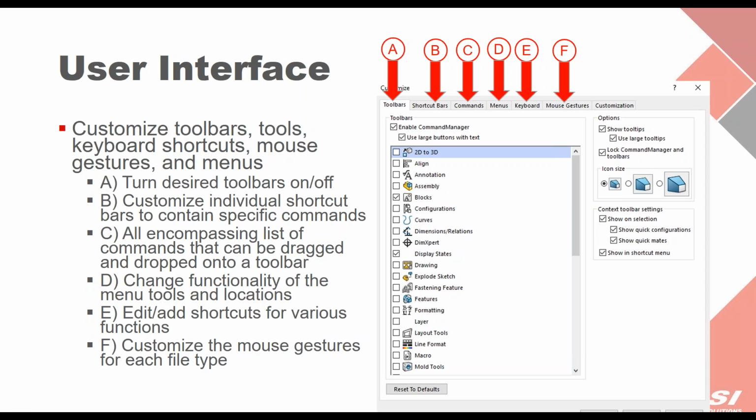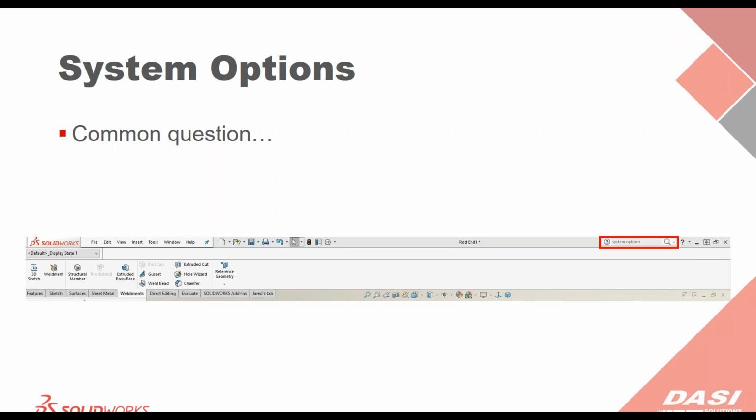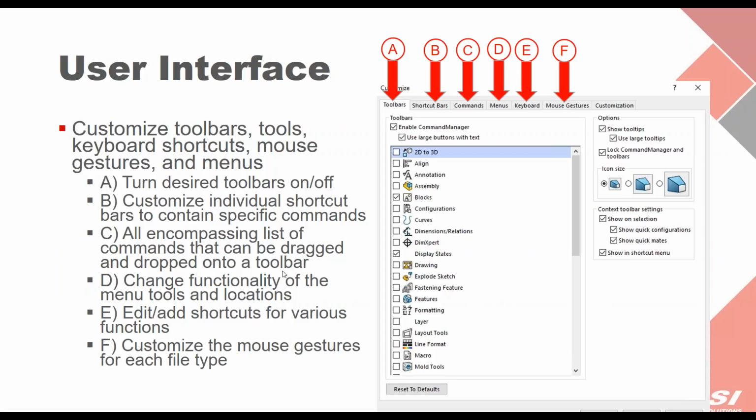C is the commands list, so this is basically an all-encompassing commands list that can be dragged and dropped onto any toolbar. D is your menus, so this changes the functionality of your menu tools and locations. And then E and F are basically your keyboard and mouse gesture shortcuts, where you can go in there and edit any of these shortcuts to customize how you want to actually use your commands within SOLIDWORKS.